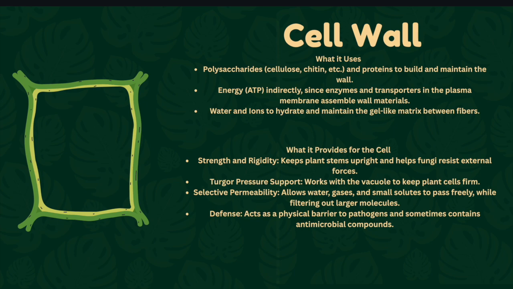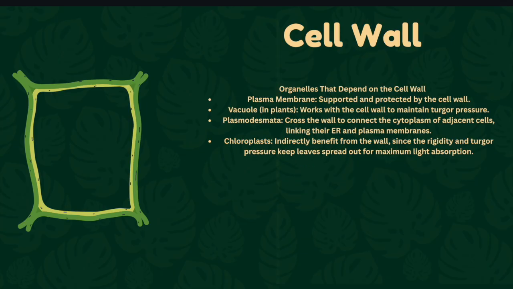What it provides for the cell: strength and rigidity, turgor pressure support, selective permeability, and defense. Organelles that depend on the cell wall. The plasma membrane, supported and protected by the cell wall.